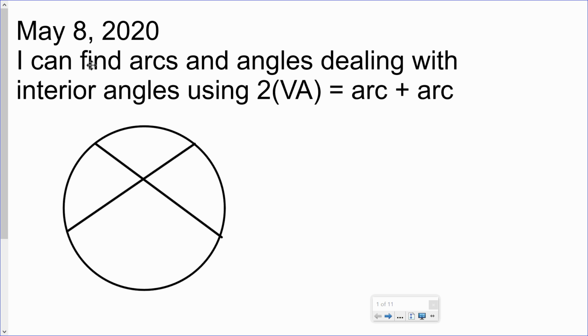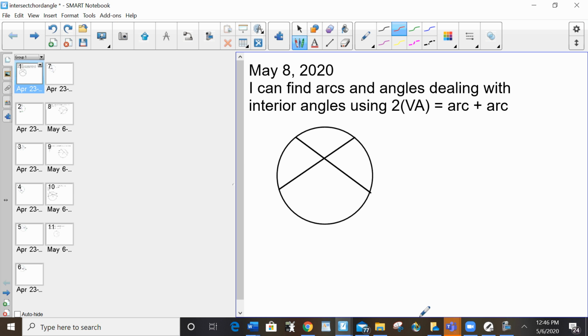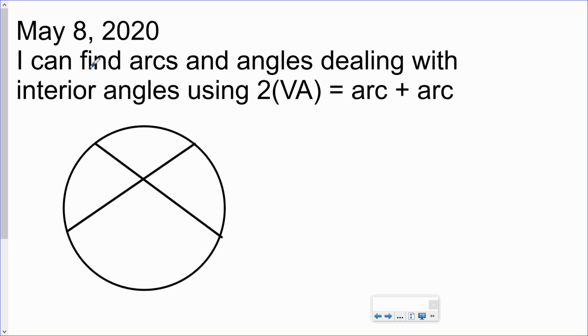With interior angles, notice what we have here are vertical angles. That will always be the case when you have interior angles in a circle. So these are my vertical angles, and those vertical angles intercept these arcs.